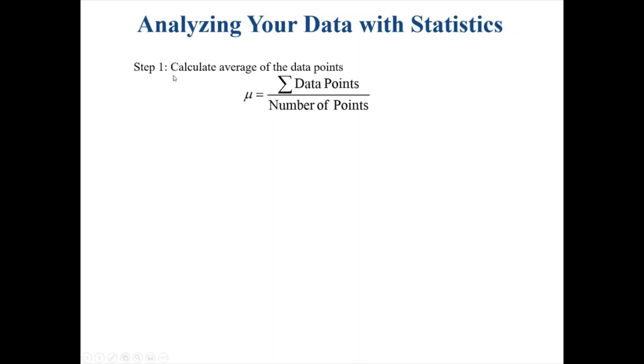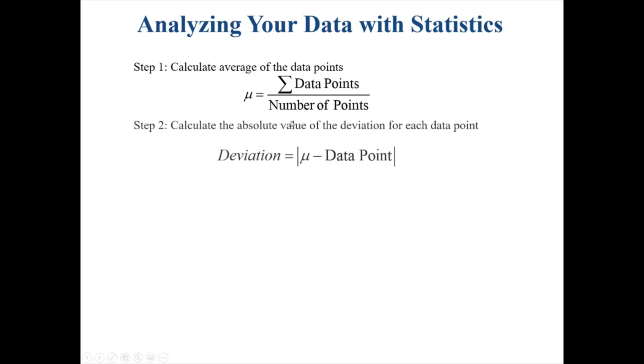So the first thing you're going to do is calculate the average of your data points. This is going to equal the sum of the data points divided by the number of points. So this is a standard average.